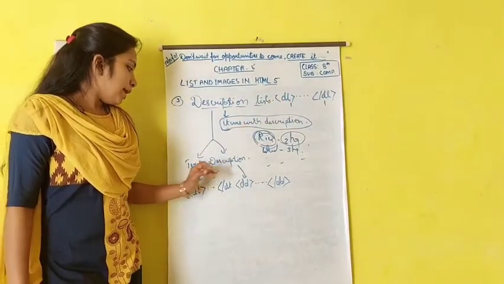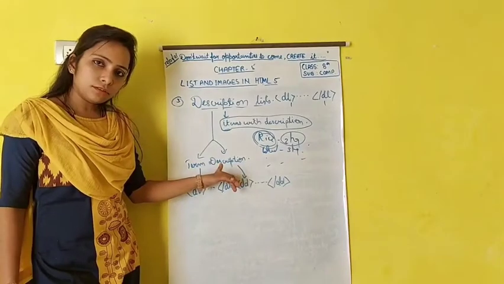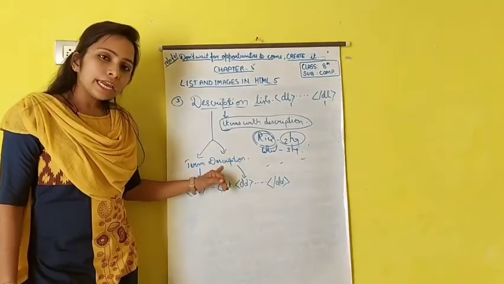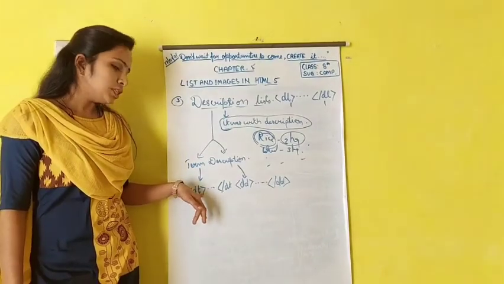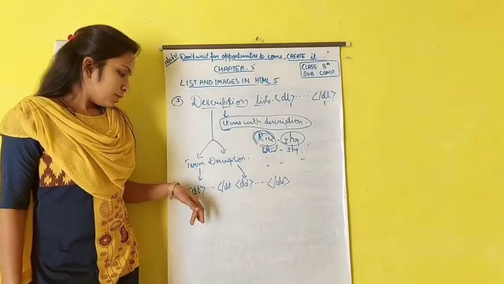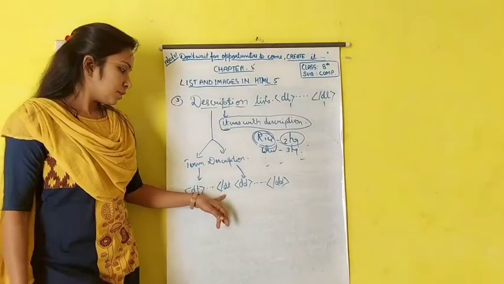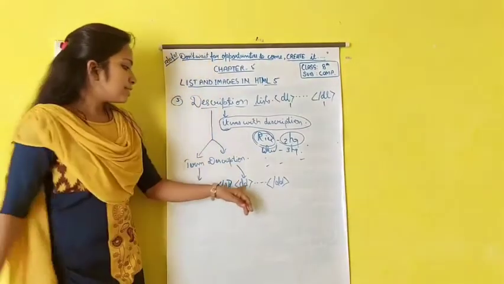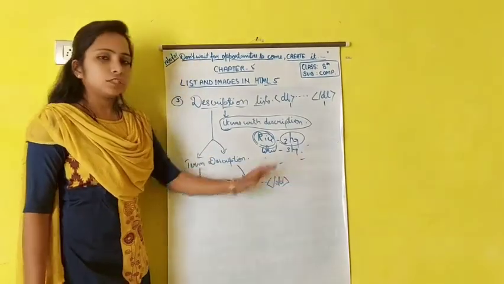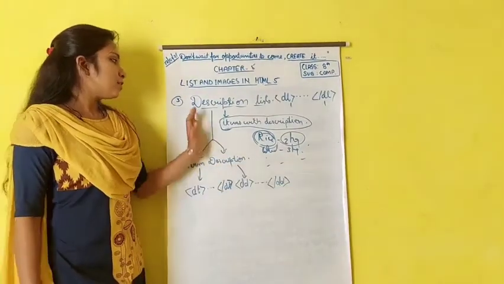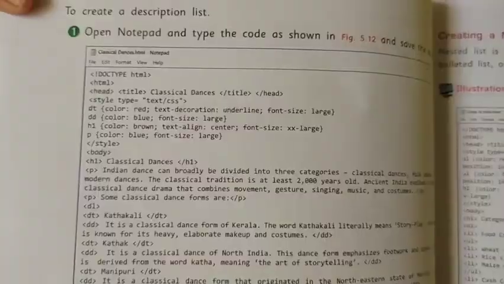One is the term, another is the description. Okay. Both are described with different tags. For term we write DT, means description term, without slash, then slash DT. Clear? Then next is description. For description we write DD and slash DD. So these are the 2 parts of description list.